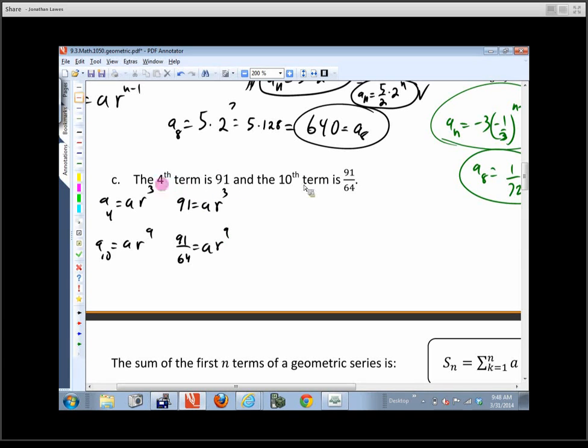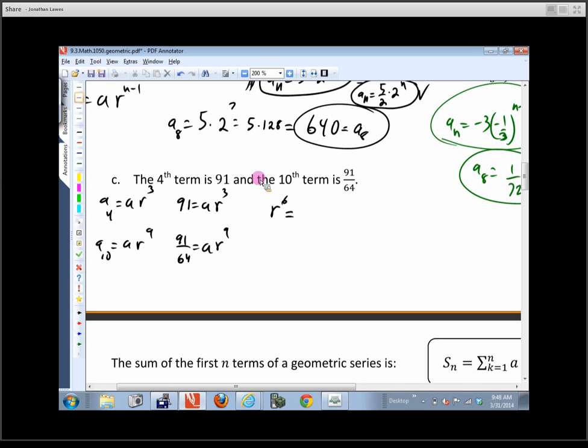How many common ratios are there between the 4th term and the 10th term? Aren't there 6 common ratios? Okay. So that would be r to the 6th. Now, do I subtract these? You divide. Okay?